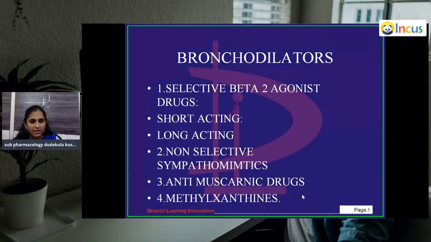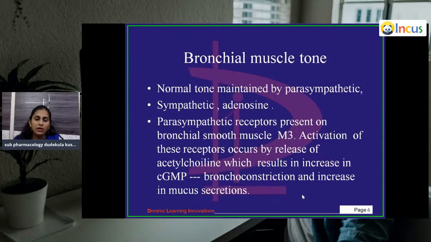Remember, bronchodilators are nothing but selective beta-2 agonists, non-selective sympathomimetics, anti-muscarinic drugs, and methylxanthine. Now, why these sympathomimetics and parasympathomimetics? I'll explain in detail. The bronchial muscle tone is normally maintained by parasympathetic, sympathetic, adenosine, and some neuropeptides. These neuropeptides and adenosine will be dealt with later.